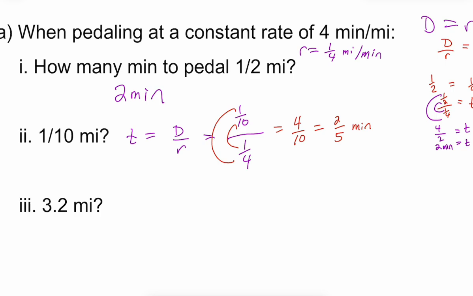And then finally, the last one, our time is going to be our distance divided by our rate. Now, in this context, I think it's probably a good idea to just think of the division as a multiplication by the reciprocal. So if we multiply 3.2 times 4 over 1, that's really just multiplying 3.2 times 4. 3.2 times 4 is 12.8, and that would be 12.8 minutes.